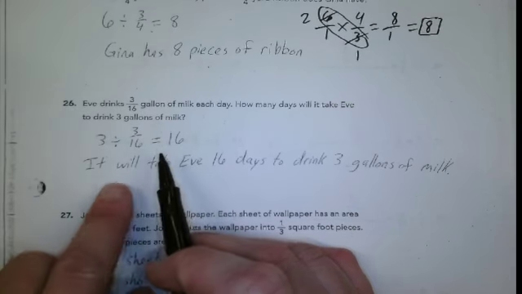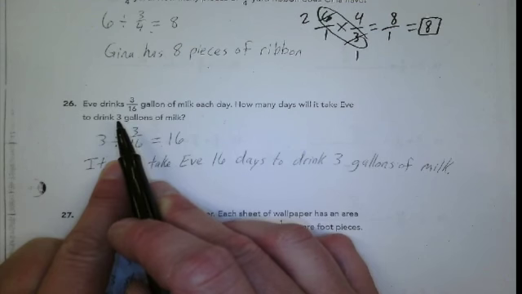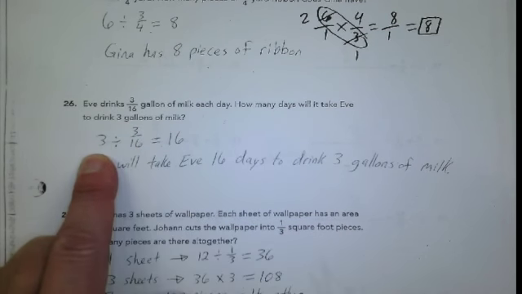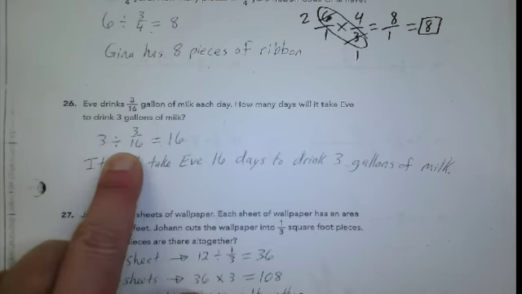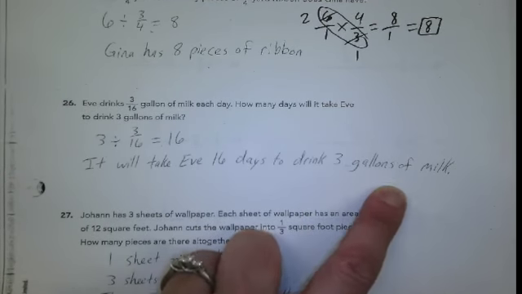A problem that kids have here is they try to take the 3/16 thinking that's their total, and then divide by 3, and they have their numbers mixed up. So your total 3 divided by 3/16 equals 16. It will take Eve 16 days to drink the 3 gallons of milk.